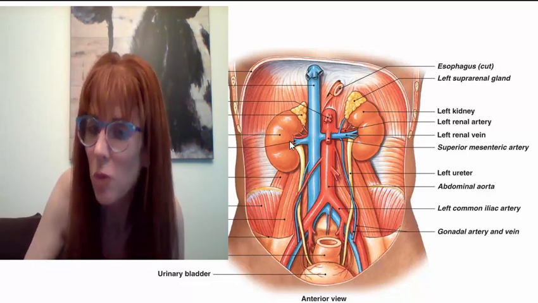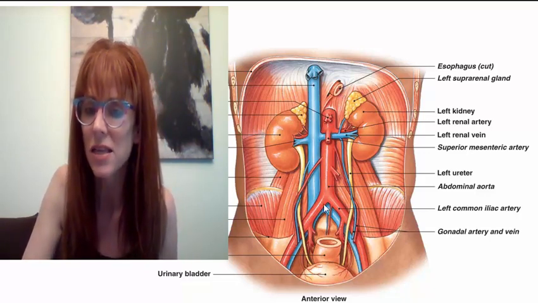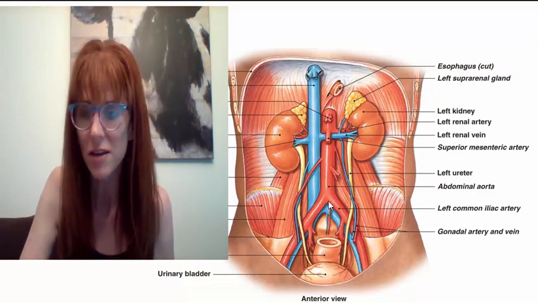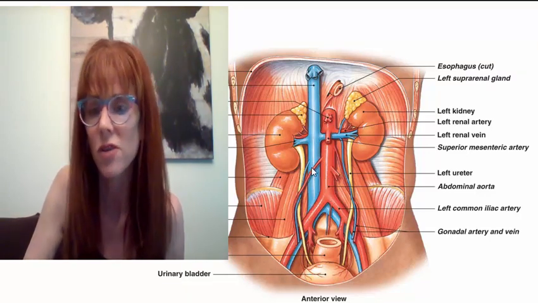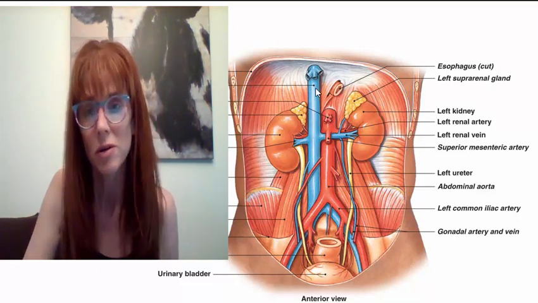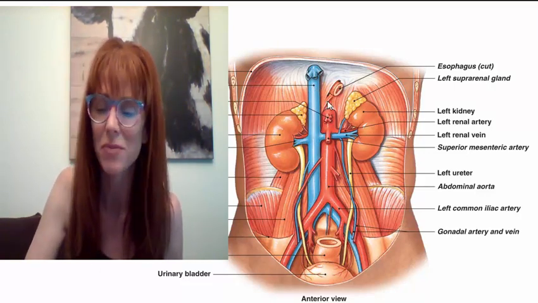We see here in the abdominal pelvic cavity in red, this is the abdominal aorta, and it carries oxygen-rich blood. We see in blue the inferior vena cava. It is blue because it's carrying deoxygenated blood.